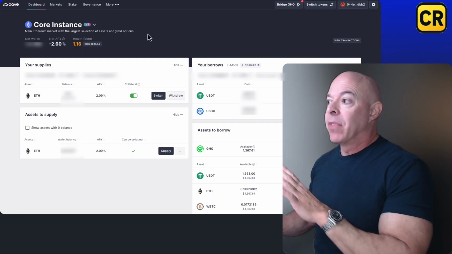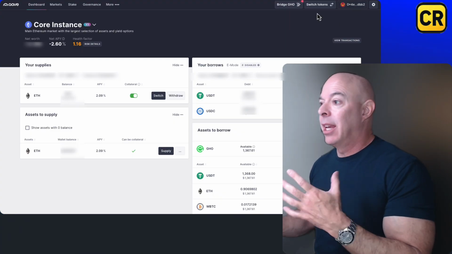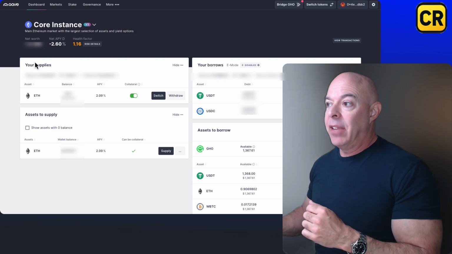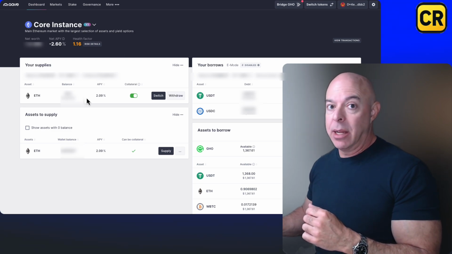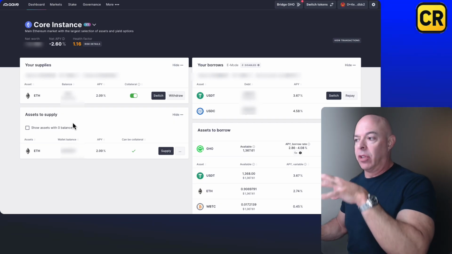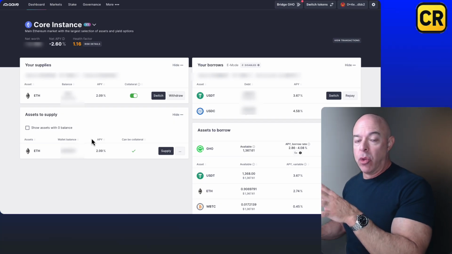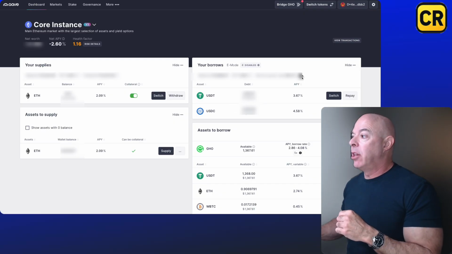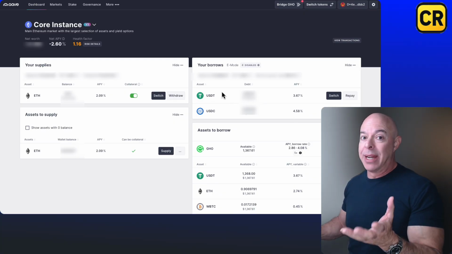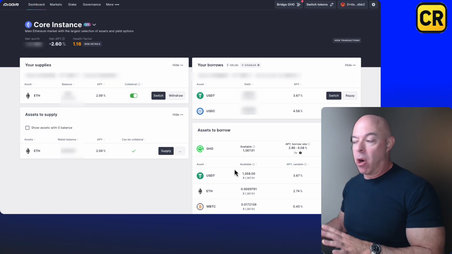So here we are in the Aave dashboard. If you're not familiar, upper right-hand corner, you click, it'll connect your wallet. On the left-hand side, it's showing what you're supplying. It shows you the assets you can supply. It's looking into your wallet saying, what do you have that we're willing to take as collateral? And it shows you those here. On the right-hand side, it shows you what you've borrowed, if you've borrowed anything yet. And then below that, the various assets that you can borrow.